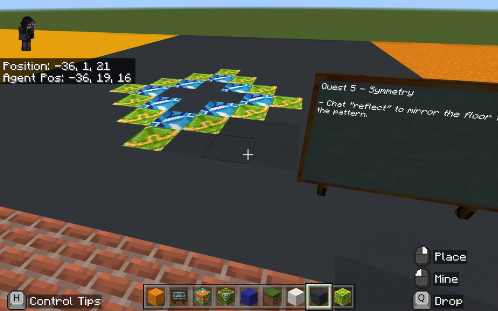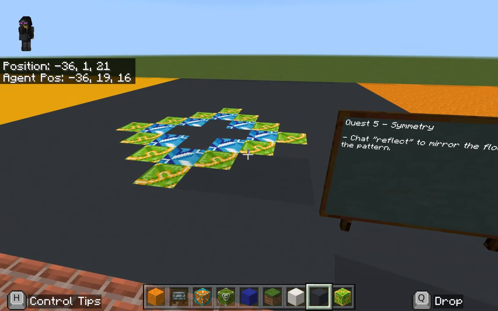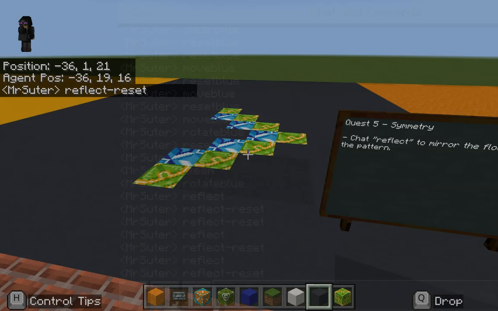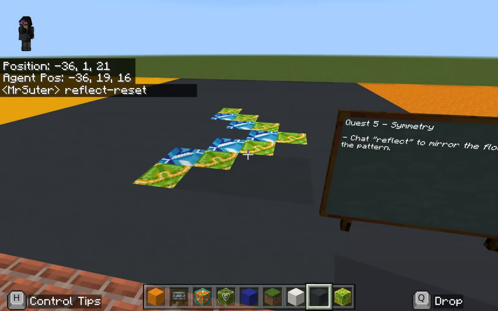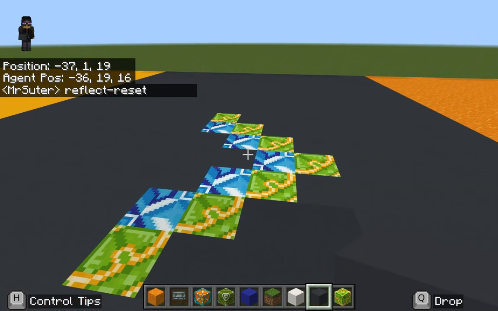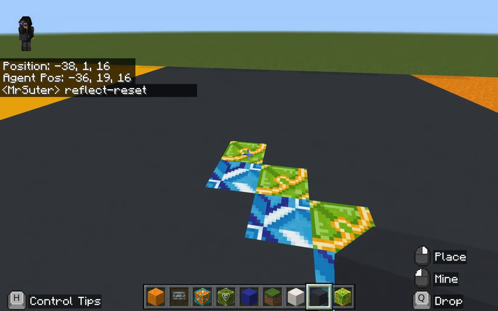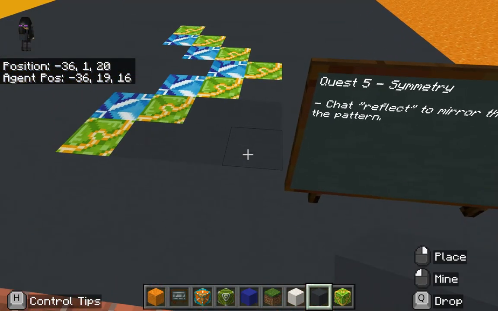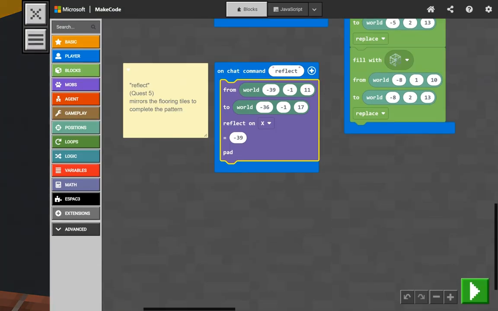So how does this reflect command work and how can you use it? Well, first of all, to reset the tiles to the way it was, there's actually a hidden command called reflect reset, which will put it back the way it was. And what we want to do is, again, give it the farmost block there and the nearmost block here in this corner, and give it to the reflect command here.